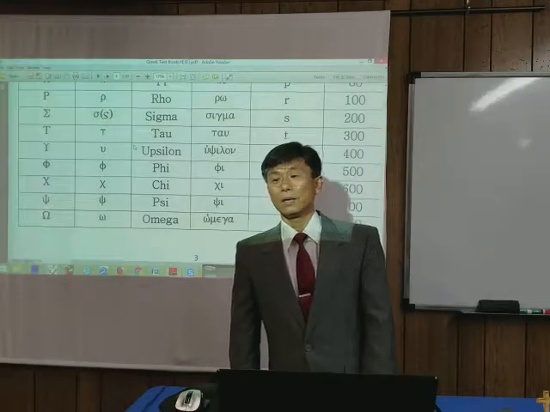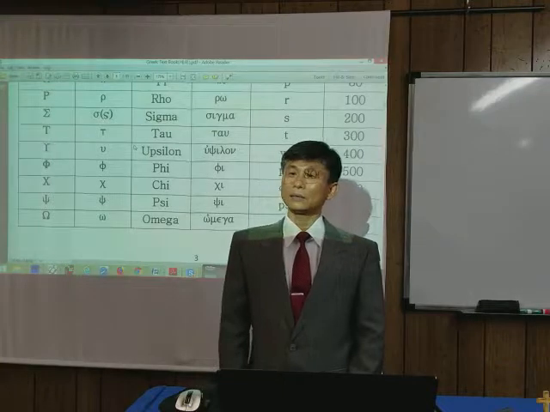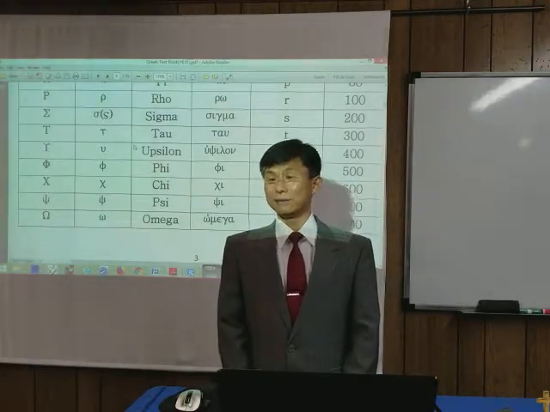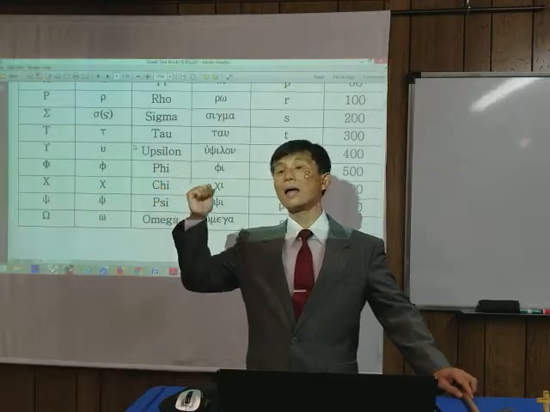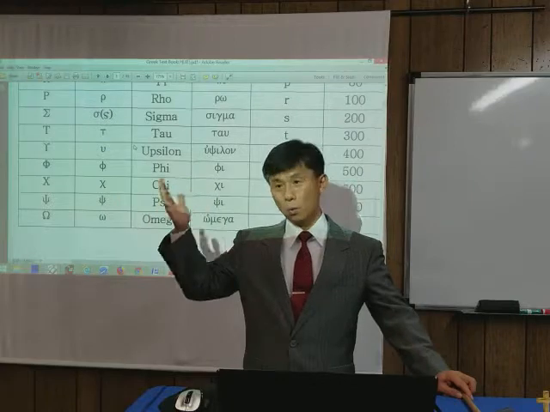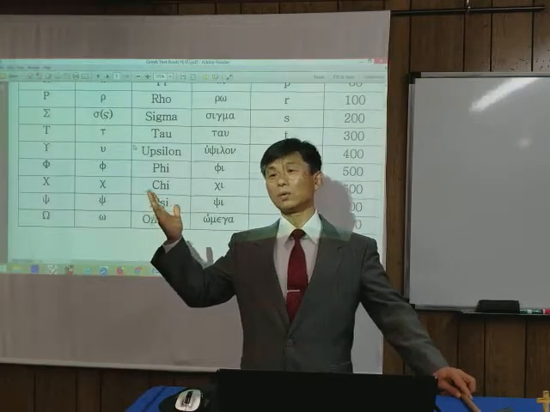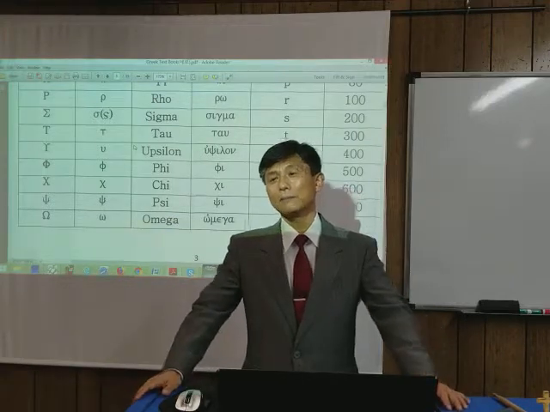So in Greek, like I just mentioned in the beginning, there are 17 consonants and 7 vowels. Those vowels are A, E, I, O, U. Basically, those are the vowel sounds, and the rest of them are the consonants.